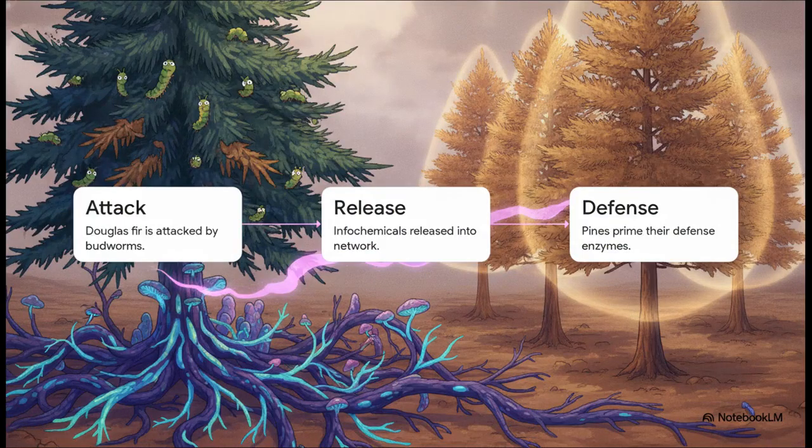Let's actually look at this defensive communication in action, because it's wild. Picture this. A Douglas fir is actively being attacked by hungry budworms. In response to getting chewed on, the tree releases defensive infochemicals straight down into its roots and out into the fungal network. Almost like a tripwire, neighboring and completely uninfested ponderosa pines receive those chemical signals and rapidly begin priming their own defense enzymes. So the attacked tree is essentially warning a completely different tree species to put its shields up before the bugs even arrive.